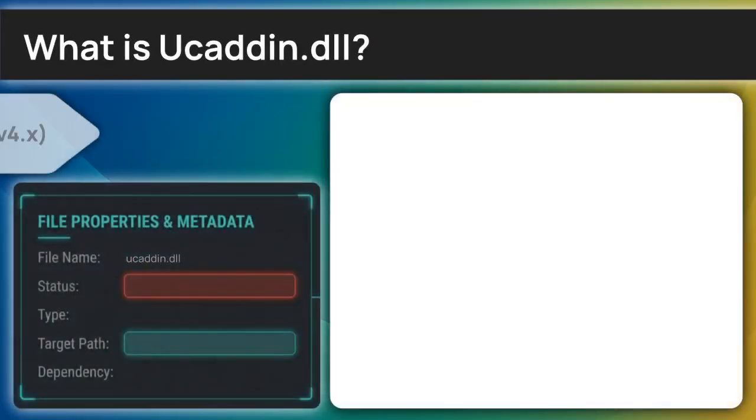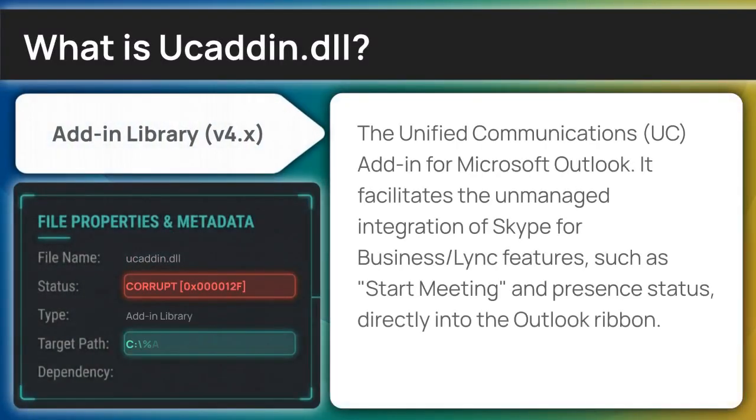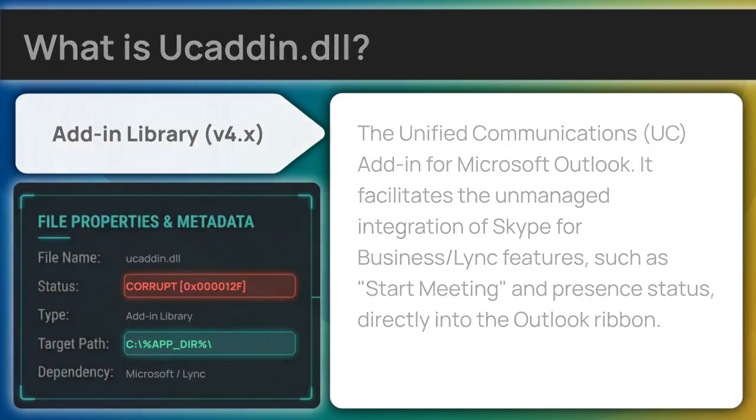This is the Ucaddin Library, the Unified Communications (UC) add-in for Microsoft Outlook. It facilitates the unmanaged integration of Skype for Business and Lync features, such as Start Meeting and Present Status, directly into the Outlook ribbon. Now that you're up to speed on the file's role, let's begin the repair process.